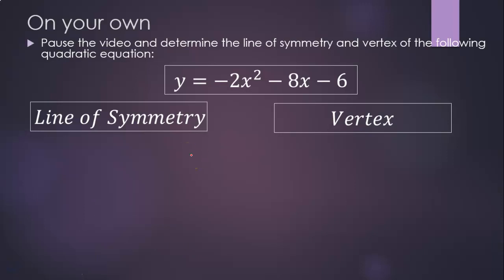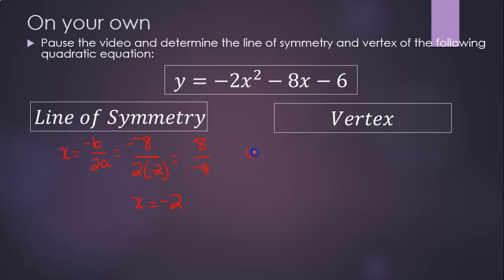All right, welcome back. You should have used the equation x equals negative b over 2a. b is negative 8, so we're going to use negative 8 all over 2 times negative 2. This becomes 8 over negative 4. And so our line of symmetry is x equals negative 2.